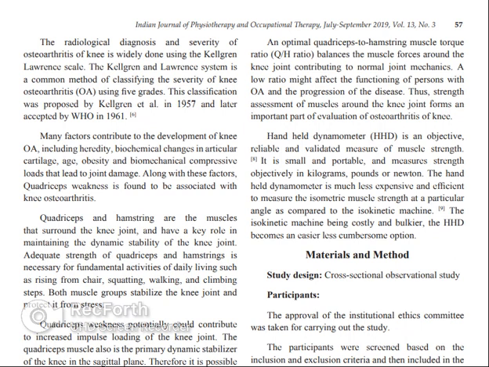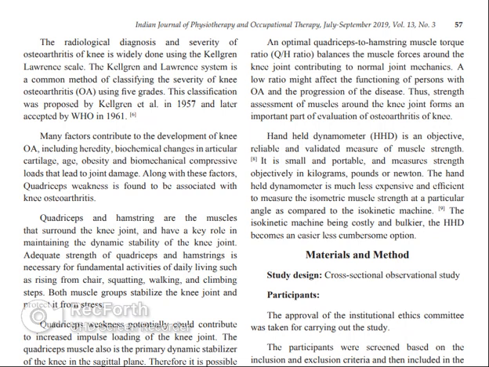An optimal quadriceps to hamstring muscle torque ratio balances the muscle forces around the knee joint, contributing to normal joint mechanics. A low ratio might affect the functioning of persons with OA and the progression of the disease. Thus, strength assessment of muscles around the knee joint forms an important part of evaluation of osteoarthritis of knee.